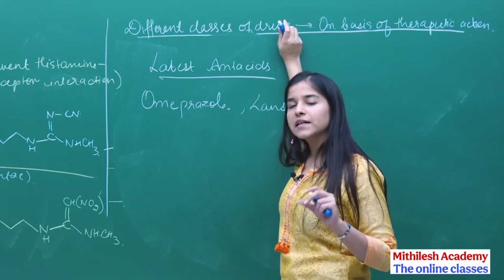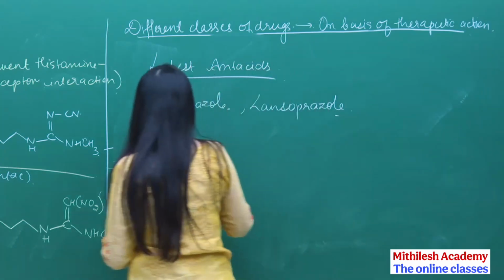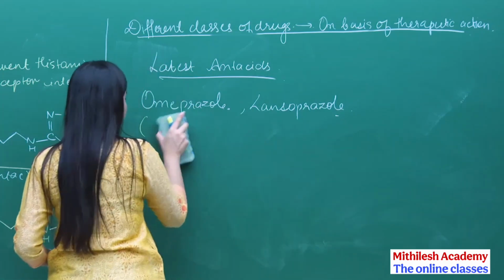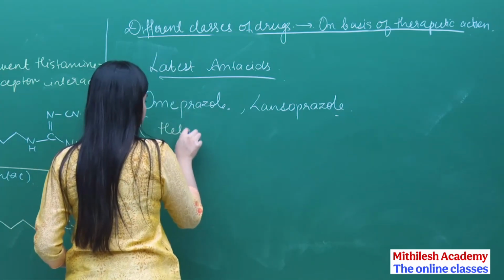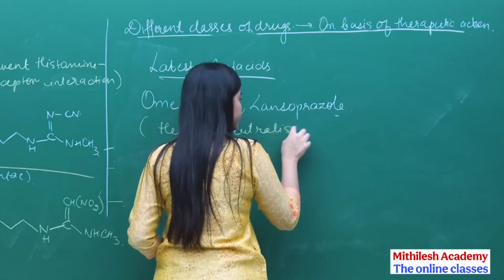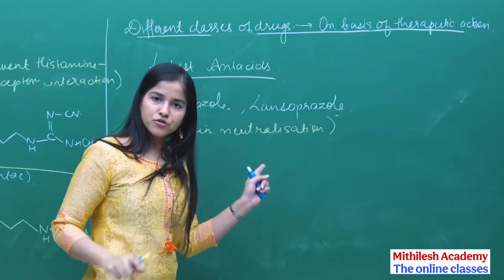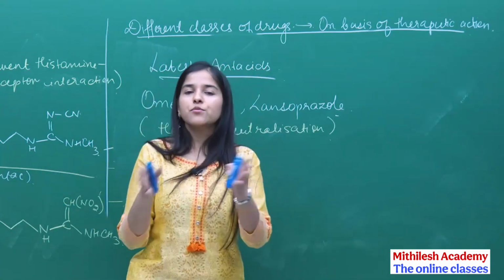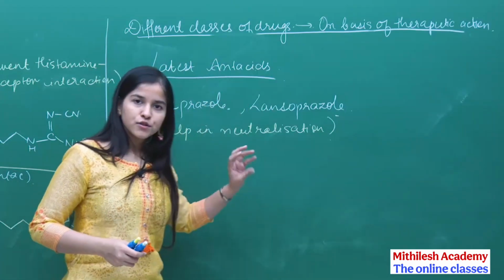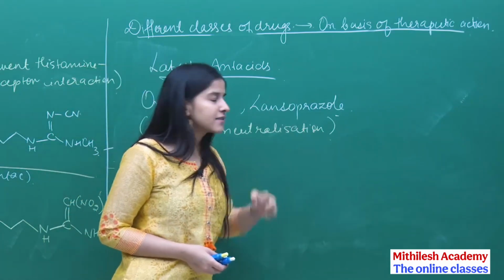So I hope you are clear with the idea of antacids, how do they work. They also help in the neutralization of acid. So basically they are helping in the neutralization as well as inhibiting the process of histamine and receptor. So both the kinds of work they play. So these are about omeprazole as well as the lansoprazole.